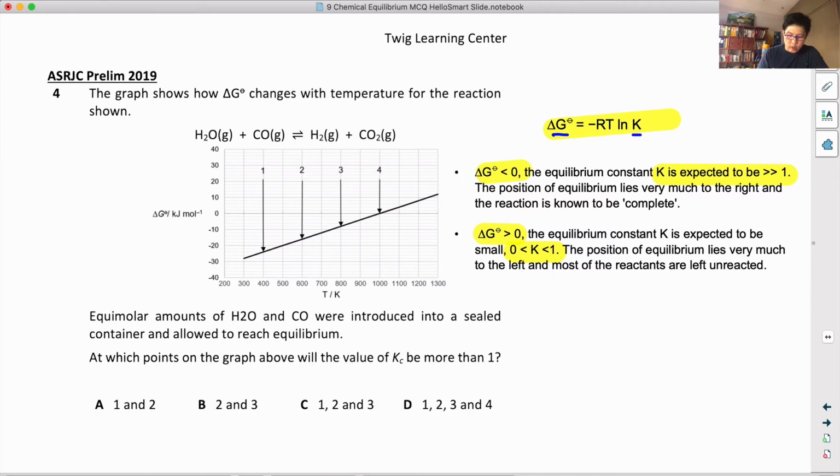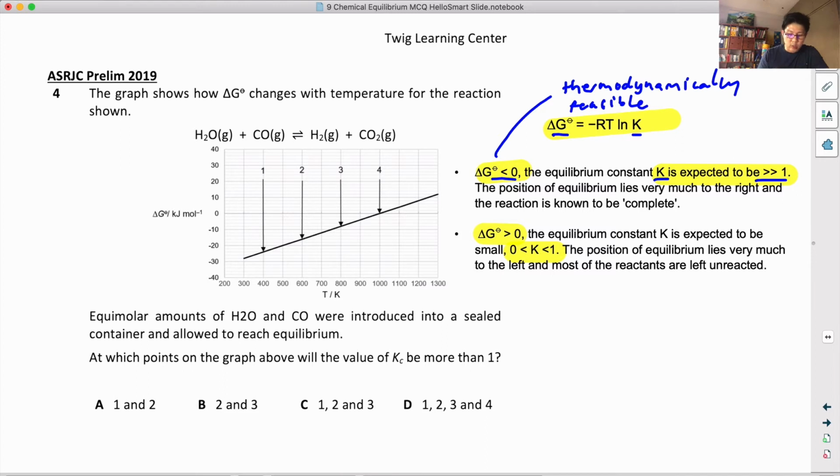Right? So which means actually when change in G is less than 0, we learned that the reaction is thermodynamically feasible. So which means the reaction will actually be very much to the right. Can you see that? It means the reaction can really take place. So that's why K is expected to be very, very, very big, all right?